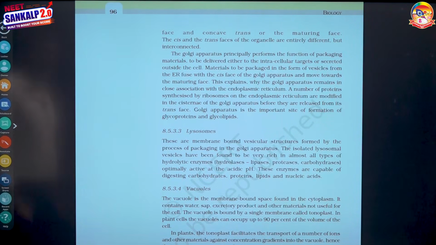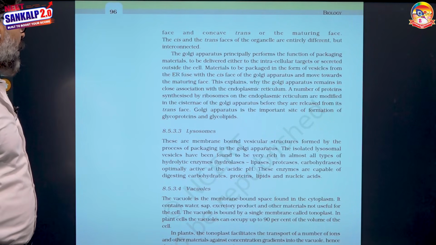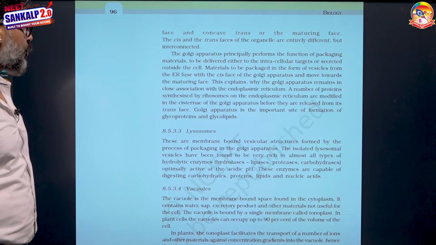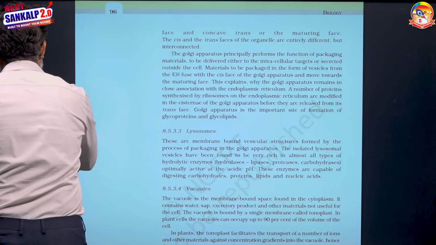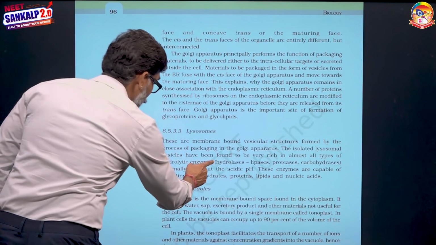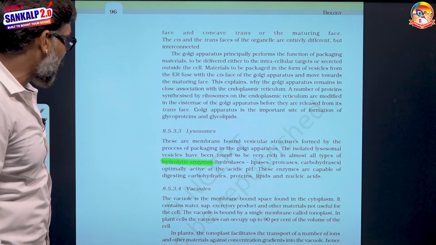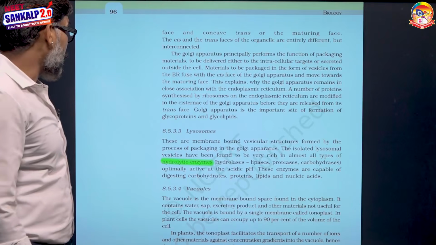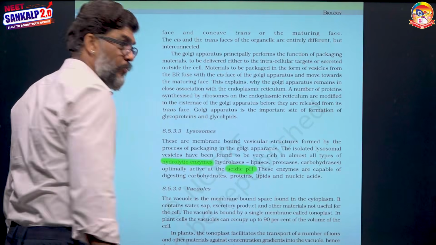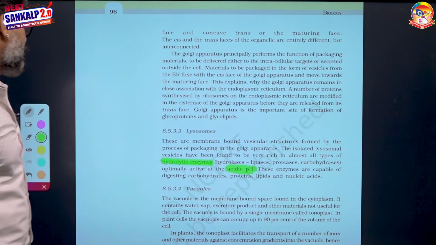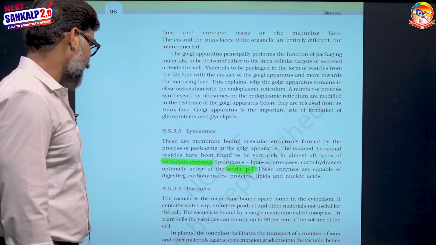Golgi bodies. Then lysosomes. They are membrane-bounded vesicular structures. Isolated lysosome vesicles have been found to be very rich in almost all types of hydrolytic enzymes. The enzymes present here are hydrolytic enzymes, that is, hydrolysis enzymes: lipases, proteases, carbohydrases, etc. Optimally active at acidic pH, meaning the enzymes present in lysosomes tend to work at acidic pH. These enzymes are capable of digesting carbohydrates, proteins, lipids, nucleic acids, etc.